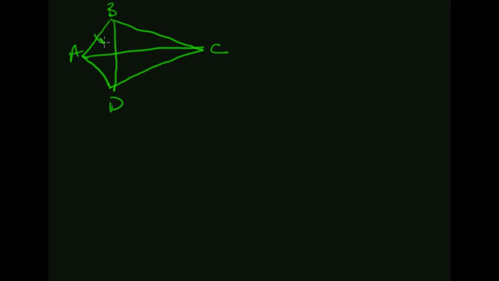In this one, we're going to have the kite again, and we're going to call this A, B, C, D again, and we're going to draw in the two diagonals. We know it's a kite, so this is congruent to this, and this is congruent to this. So what do we want to show? It says that exactly one pair of opposite angles are congruent. The pair that's going to be congruent is that angle ABC has to be congruent to ADC.